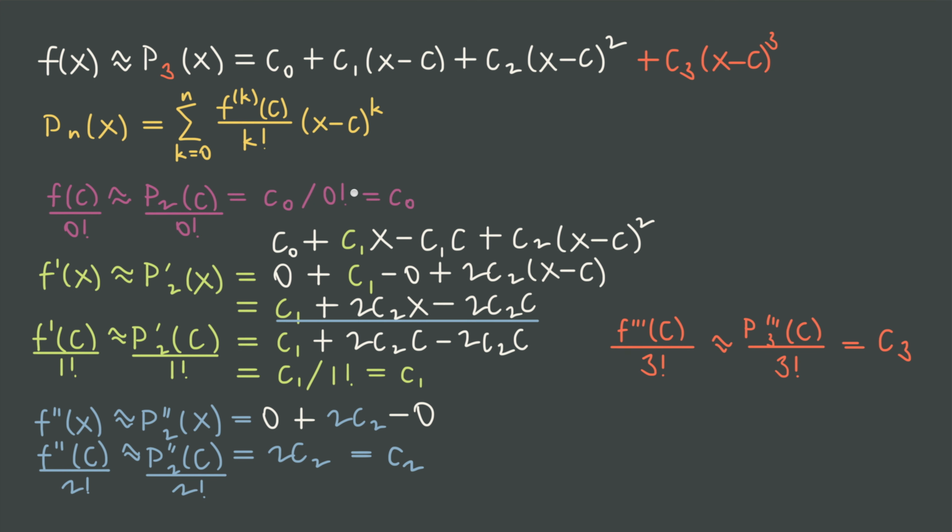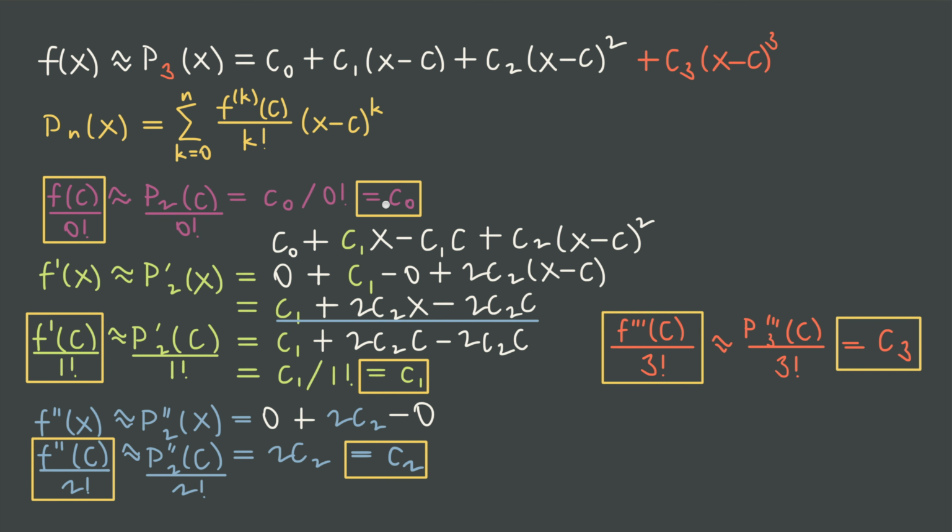c0 divided by 0 factorial is still equal to c0. So we're able to apply that factorial pattern to every coefficient. And if we summarize what we found here, we can say that in order to make the Taylor polynomial and the function itself equivalent, we need to make their values at x equals c equivalent, their first derivatives equivalent, their second derivatives equivalent, their third derivatives equivalent, etc.